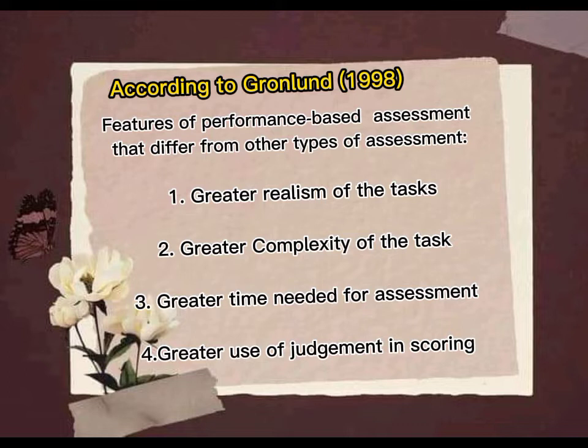Number 4. Greater use of judgment in scoring. The evaluator should consider the set of judging criteria associated with the performance assessment. Also, the scoring approach must be congruent to the assessment purpose. This must be taken into consideration because of the complexity of the tasks, originality of the response, and in some cases, the variety of possible solutions that need a greater use of judgment in scoring.